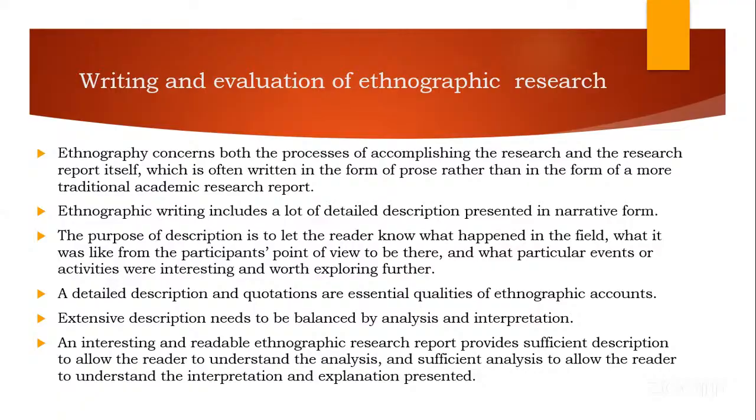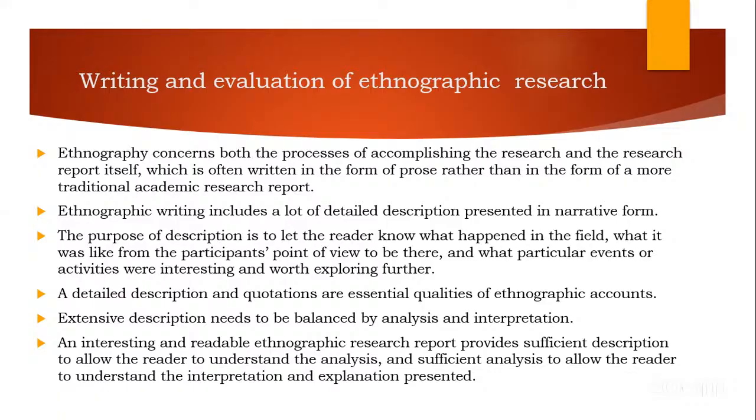Finally, writing an evaluation. Ethnographic research involves both the process of accomplishing the research and the research report itself, which is often written in the form of prose rather than a more traditional academic research report. Why? Because you have to provide evidence. When reporting the findings of the interview, you have to specifically mention what the participant actually told you, what very specific descriptions were given to you, and then combine those in the form of a story.